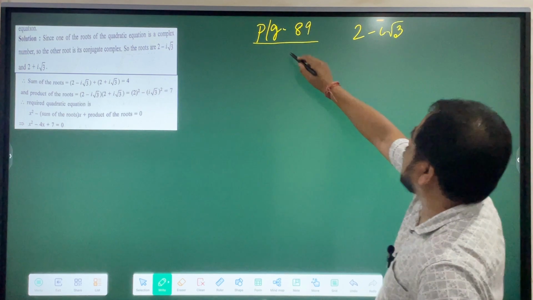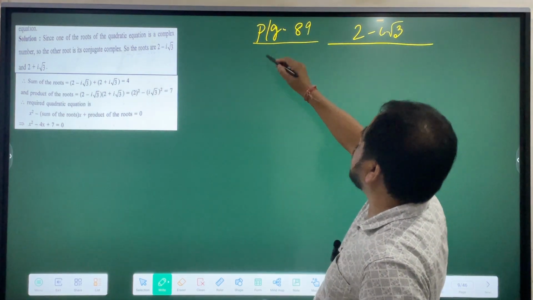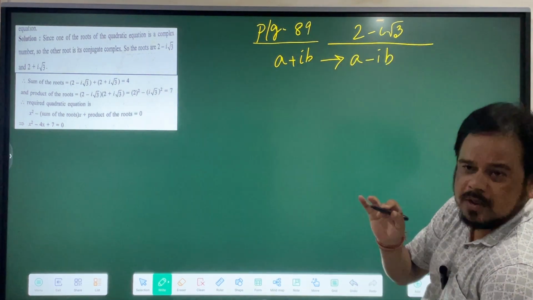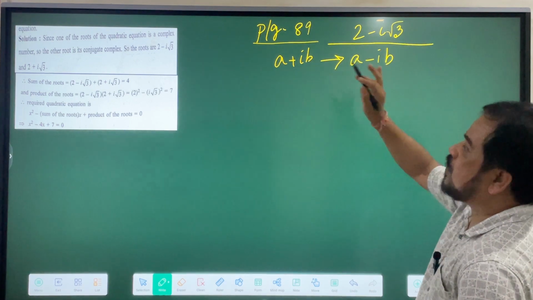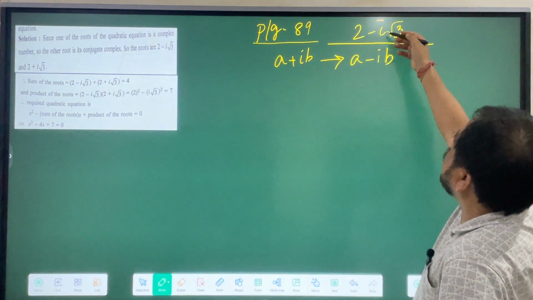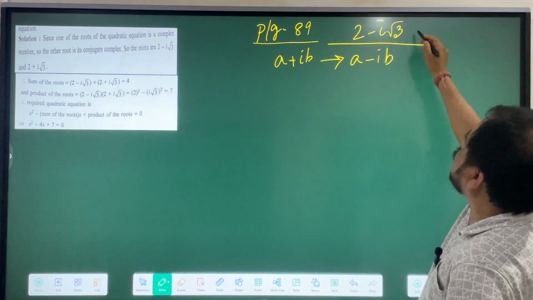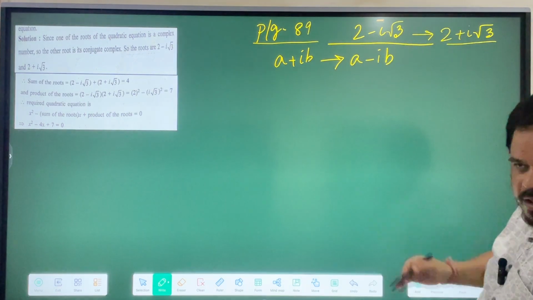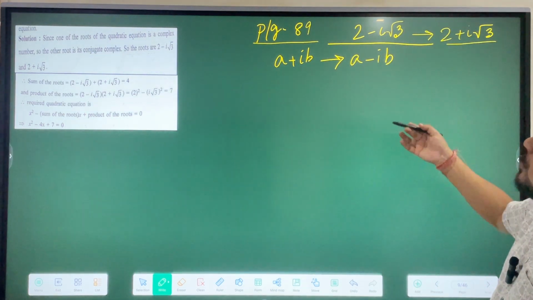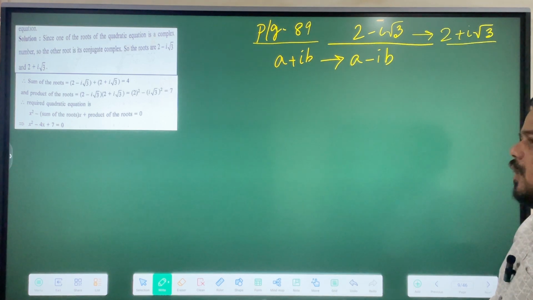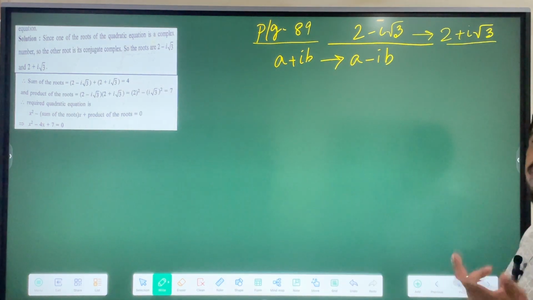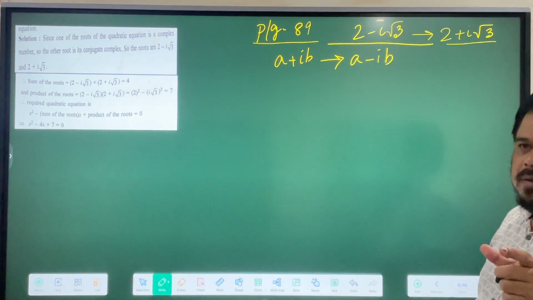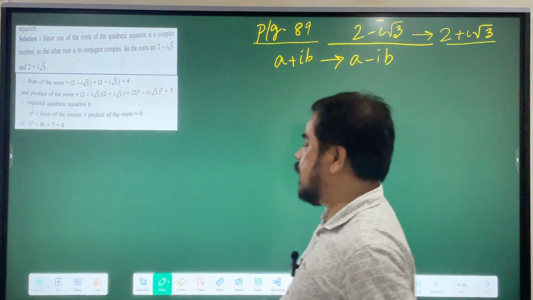Forget about 2 minus i root 3 for a moment. Suppose in a quadratic equation one root is a plus ib, so the other one will be a minus ib. That is what we have learned already, that one root is conjugate to the other if it is a complex number. If one root is 2 minus i root 3, the other one is surely 2 plus i root 3, that we must make sure. If one root is a minus ib, the other root will be a plus ib. If one root is a plus ib, then another one will be a minus ib. So one root is given in the question, but we have to find out the equation.